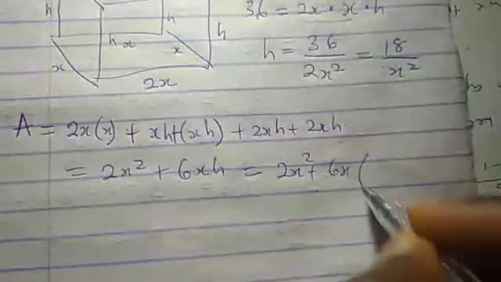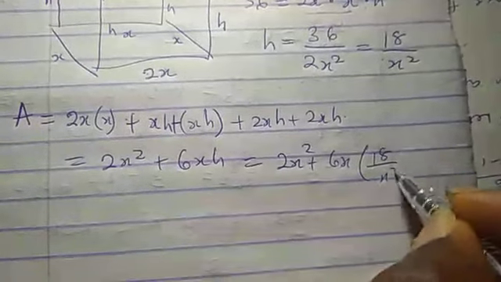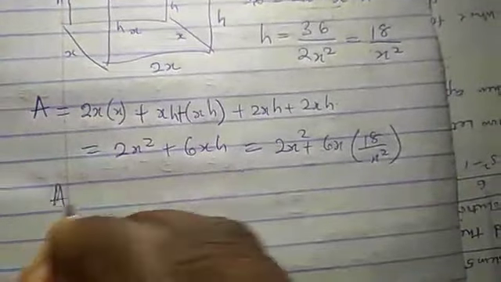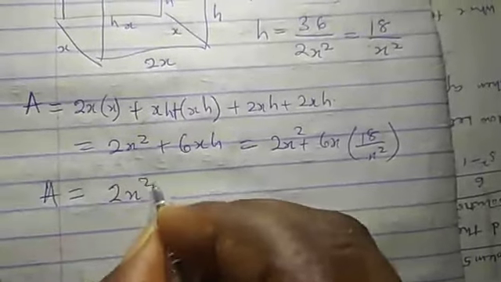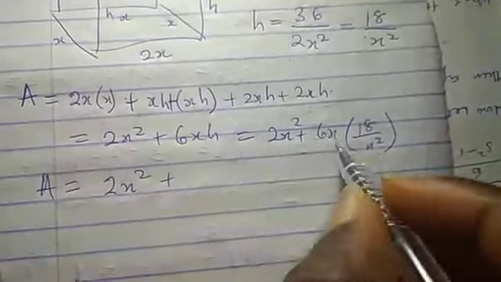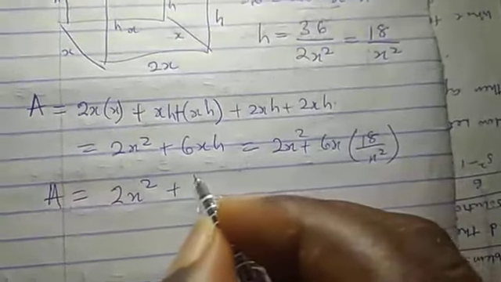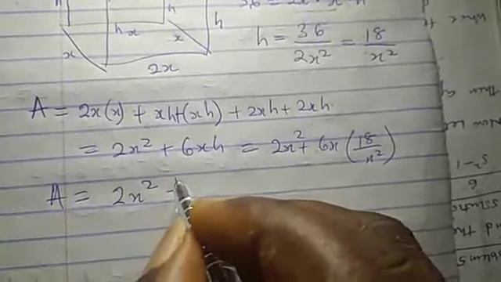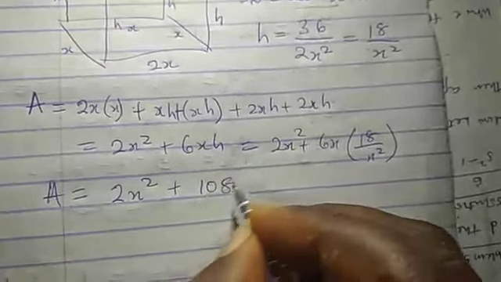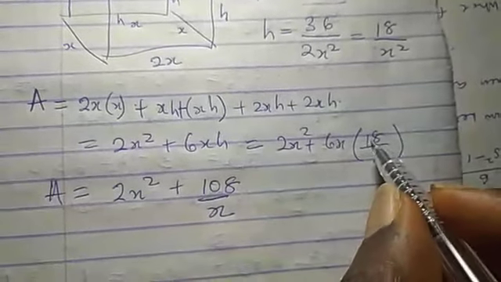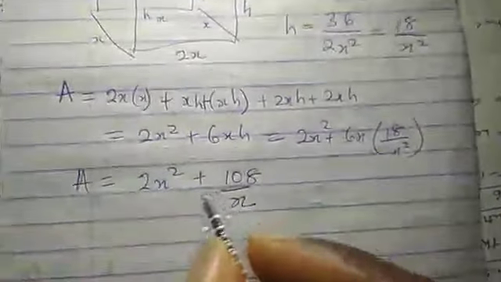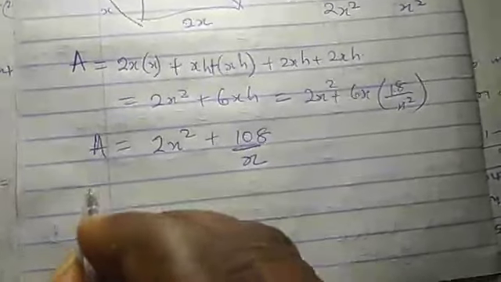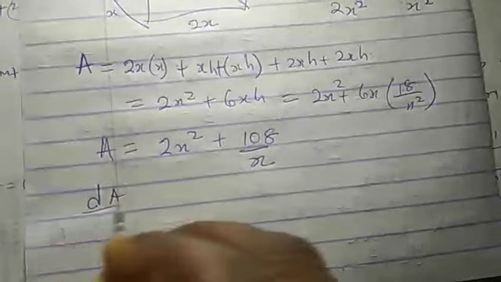But we have done our h here. h here is 18 over s squared. Finally, our surface area will be 2s squared plus something we cancel out. When we cancel it, we are going to have 108 over s. 6 times 18 is 108, s cancels s. Now, we are talking about the minimum amount of sheet. To find the minimum, we differentiate.